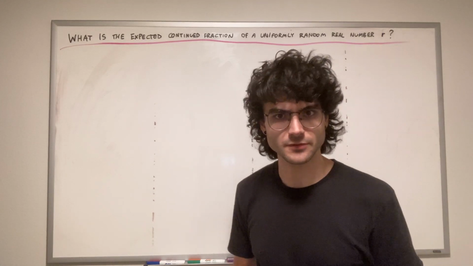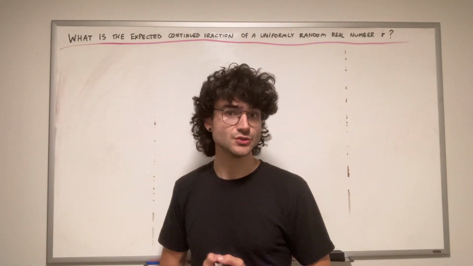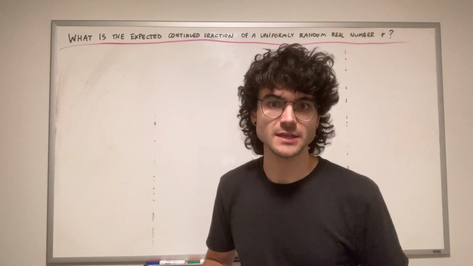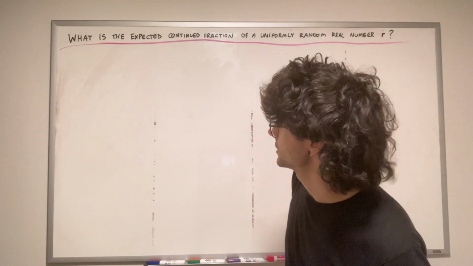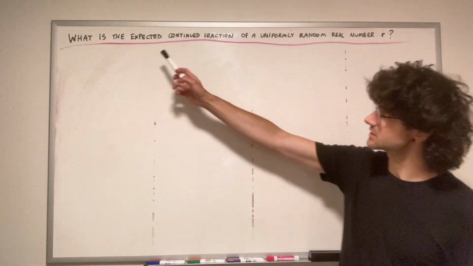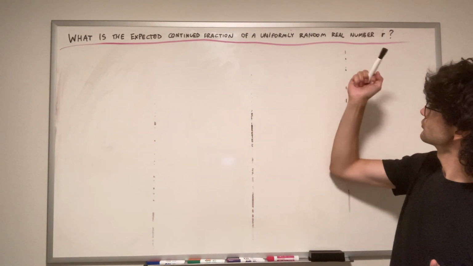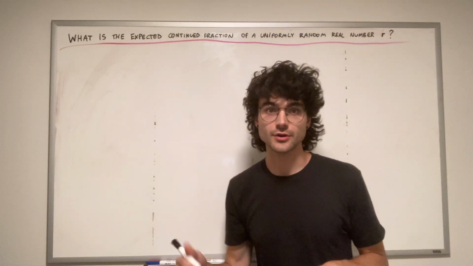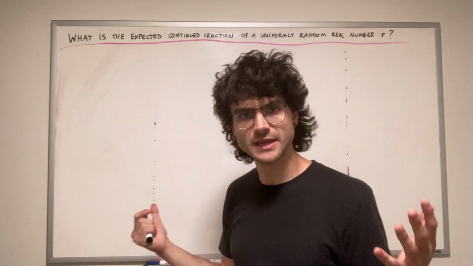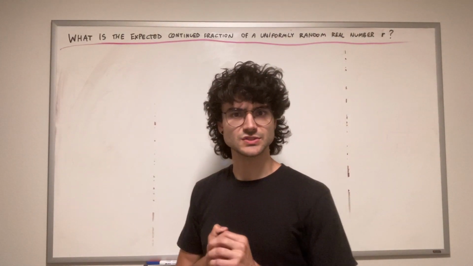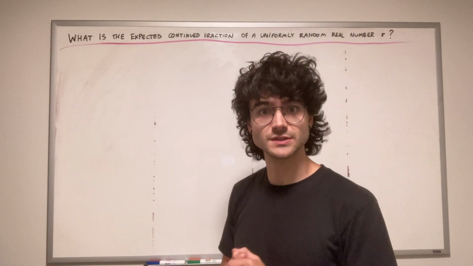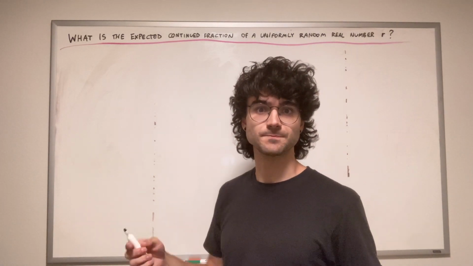Today I'm going to be talking about the average continued fraction, and in particular, this question up here. What is the expected continued fraction of a uniformly random real number r? And this is by no means rigorous. This is just some things that I've noticed while studying continued fractions.